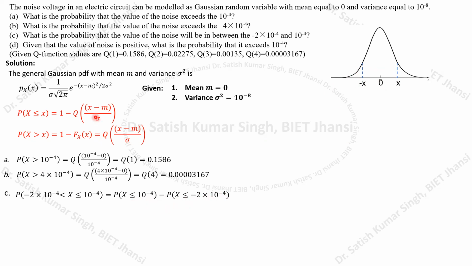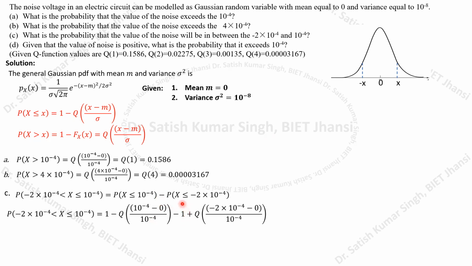Okay, so here I have already written this formula. This formula we have to use. If we use this particular formula, we get this expression, right? So we have to write 1 minus Q function. So this will be (10^-4 minus 0) divided by 10^-4. And again, this minus sign, and then again we have to write 1 minus Q function. So this minus sign will become plus, okay? So again, we have to write here this value Q(-2), that is (10^-4 minus 0) divided by 10^-4.